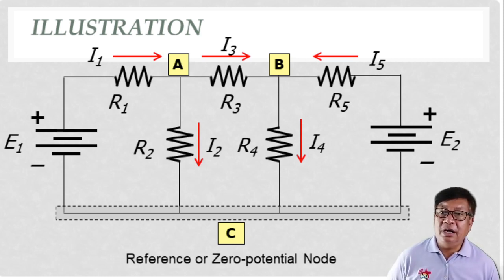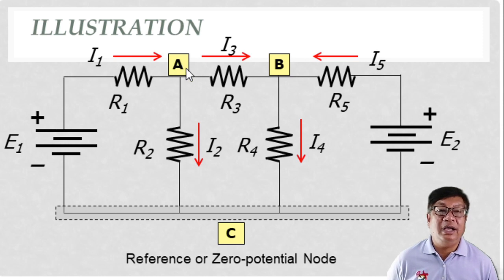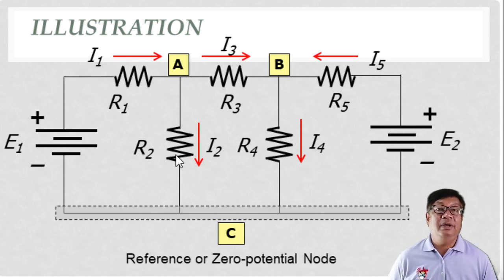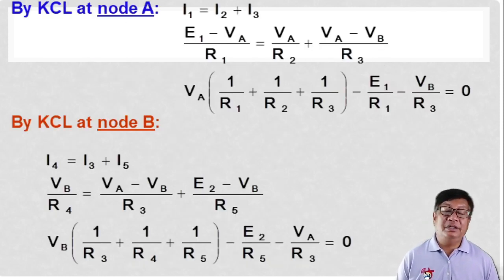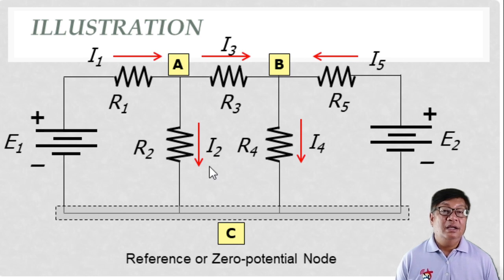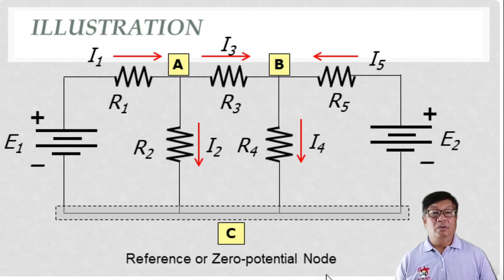In our circuit here, we have I sub 1 entering node A, considering node A as our node, and we have I sub 2 and I sub 3 leaving node A. Therefore, we have the circuit equation: I sub 1 is equal to I sub 2 plus I sub 3.